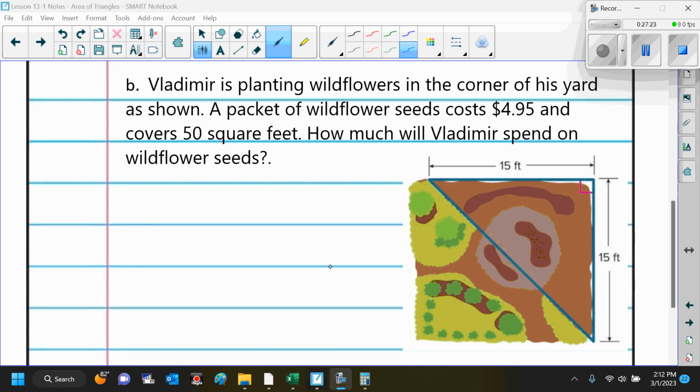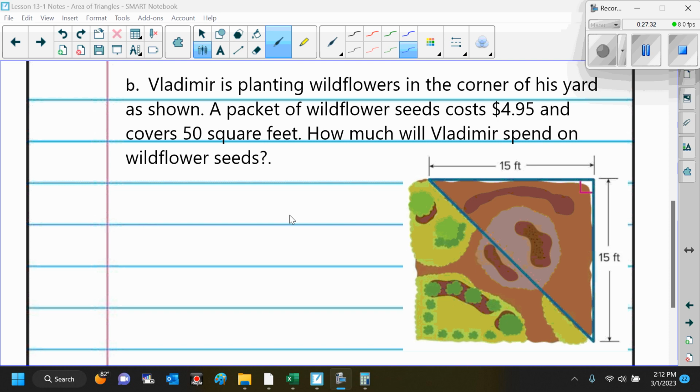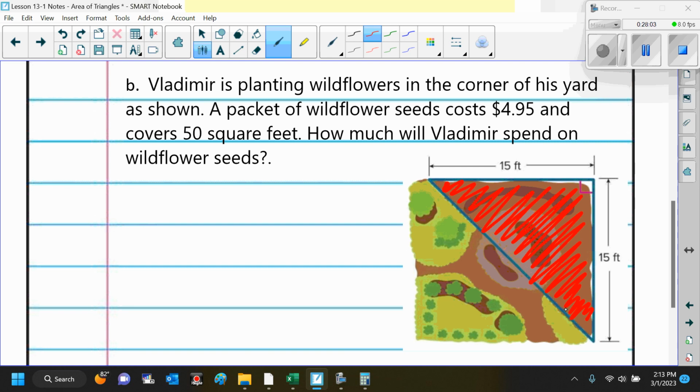All right, so try example B on your own. Press pause on the video. It says Vladimir is planting wildflowers in the corner of his yard as shown. A packet of wildflower seeds costs $4.95, and it covers 50 square feet. We want to know how much Vladimir will spend on the wildflower seeds. The first thing we want to know is the square footage of that part of his garden.